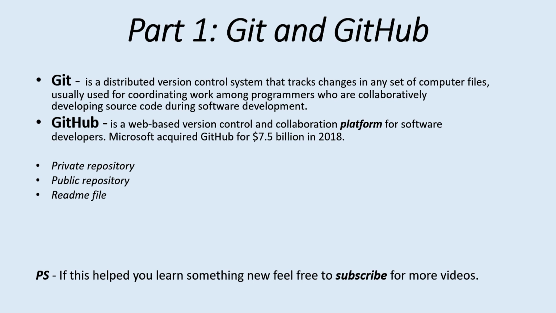So the main difference is that Git is a version control system and it works under the hood for different platforms like GitHub, Azure DevOps, Bitbucket, etc. And GitHub is one of many platforms. It's a web-based application. In previous video I showed you how to download Git and check if you have it already installed on your computer. Also, in this video we're gonna talk about private repository, public repository and readme file. So let's start with the demo.